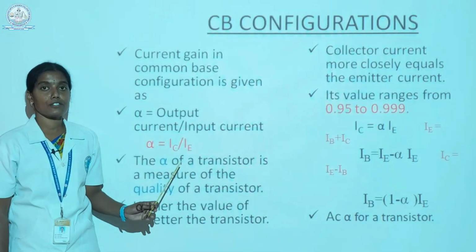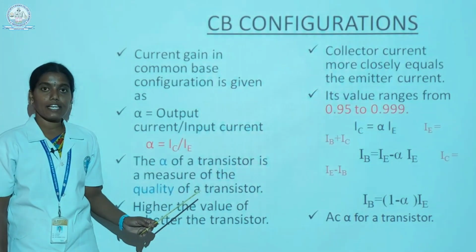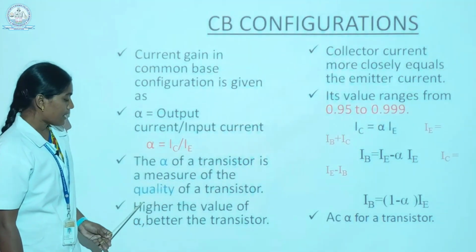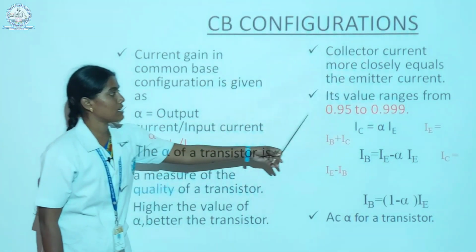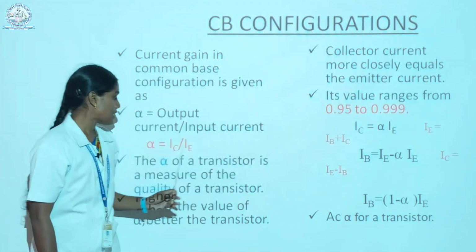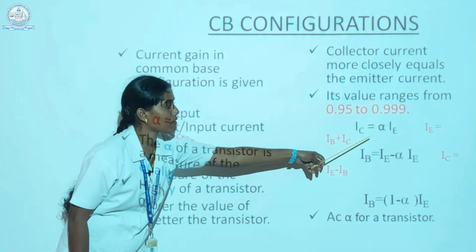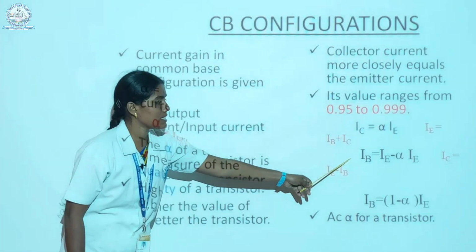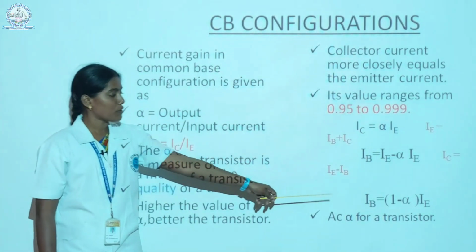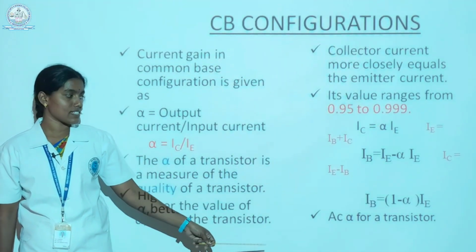The alpha of a transistor is used to measure the quality of the transistor. If the alpha value is very high, the transistor is a better transistor, and the alpha value ranges from 0.95 to 0.999. This is the equation of alpha of a transistor. I will substitute the emitter current, so this equation is formed here. IE is a common term, so take it out. So this is the final equation of alternating current alpha for a transistor.